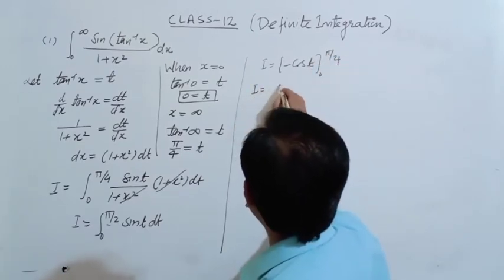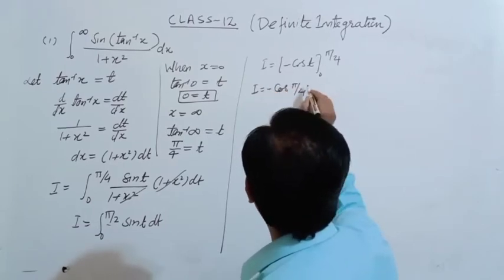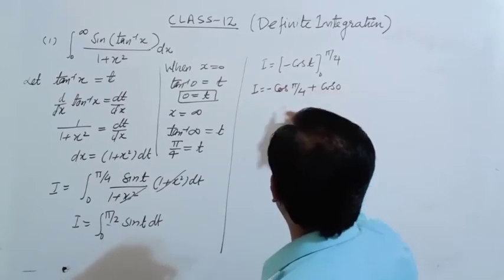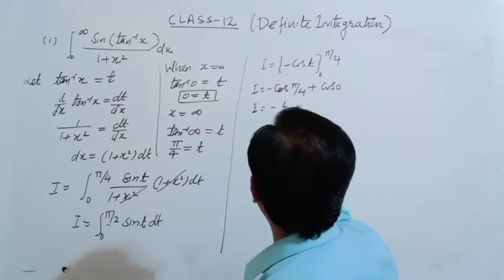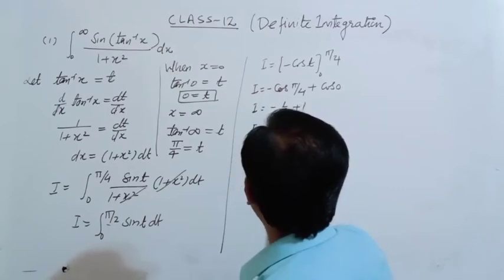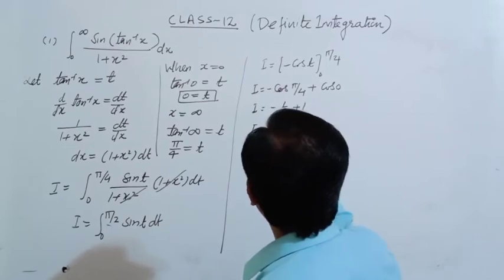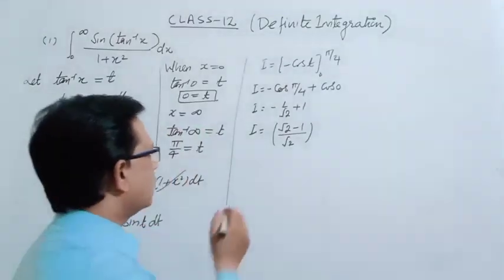Now first we put the upper limit. Here now apply the minus sign. Due to this minus, it is positive cos 0. So this is minus 1 upon root 2 plus 1, or I is equal to, taking LCM, root 2 minus 1 upon root 2. So this is your final answer. So note this question.